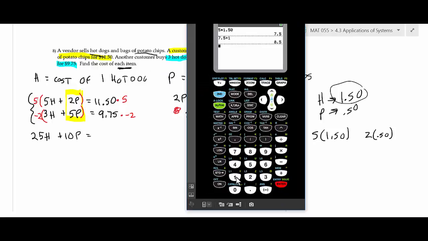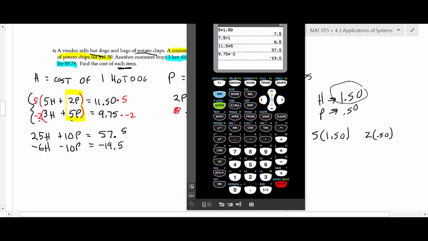Okay, so I'm just going to go 11.5 times 5, and I'll record what that is. So that is 57.5. Okay, then I do the same thing with the next equation. Negative 2 times 3 is negative 6h. Negative 2 times 5 is negative 10p. And then again, if I want to use a calculator, I just double the 9.75. Now I am multiplying it by a negative 2, and that'll give a negative answer. So that's negative 19.5. And as you're doing these problems, you always want to keep your system together. Keep them together. Don't lose them, so you kind of keep track of your work.